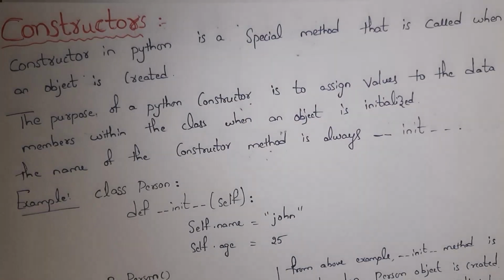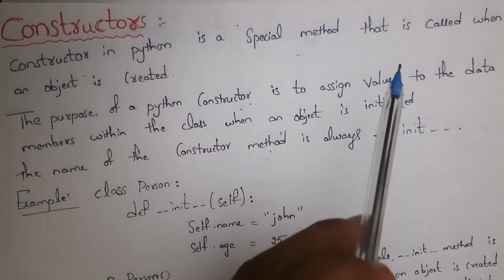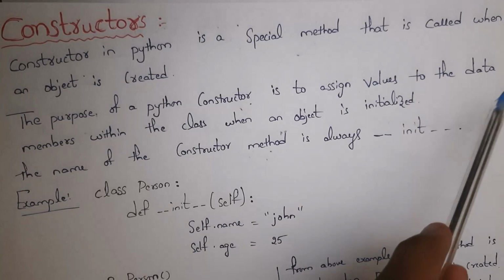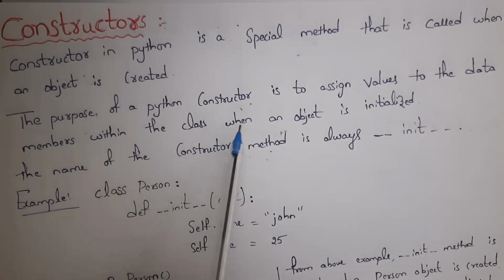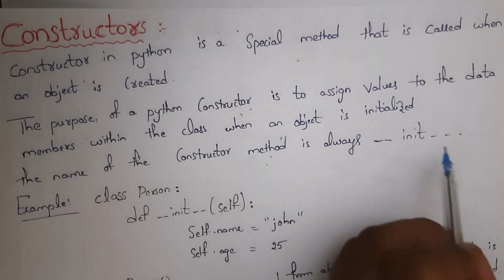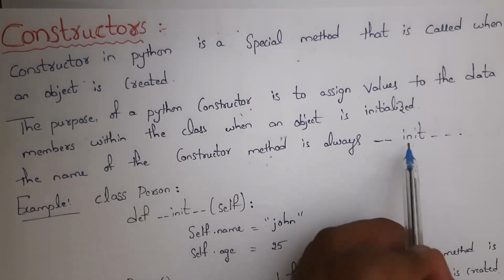Next I will explain constructors in Python. A constructor in Python is a special method that is called when an object is created. That is nothing but whenever we create any object, we need to call the constructor method. But what is the use of this constructor method? By using a Python constructor, we can assign values to data members within the class when an object is created. The name of the constructor method always starts with underscore underscore init underscore underscore. This is how we start a constructor, where init stands for initialization.